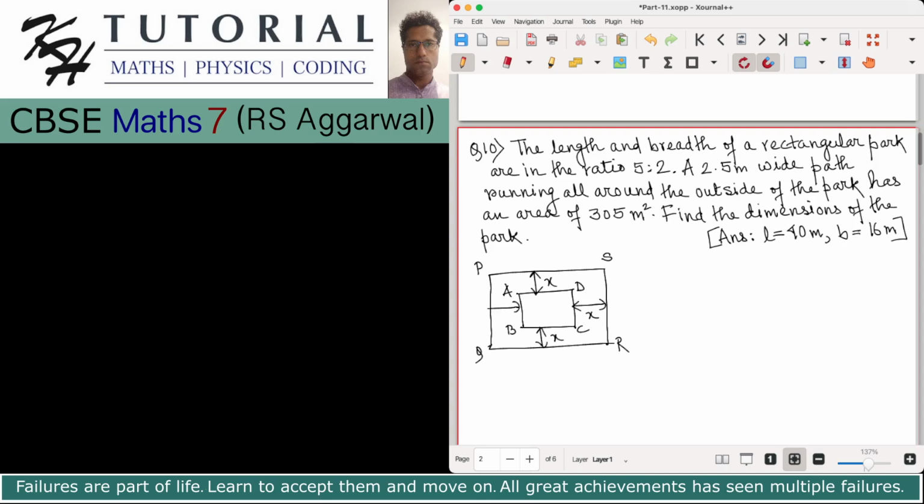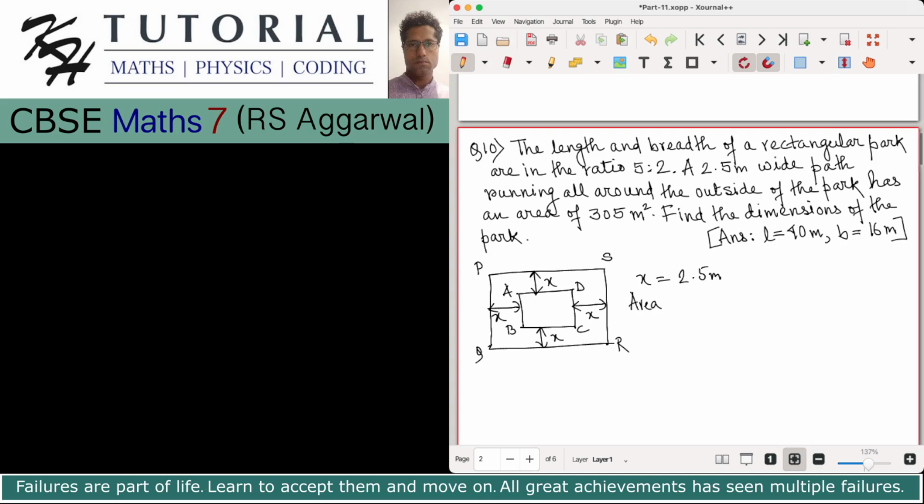These are all x, where the uniform width of the path is given to be 2.5 meter. Okay, so let's find what will be the area of the path.